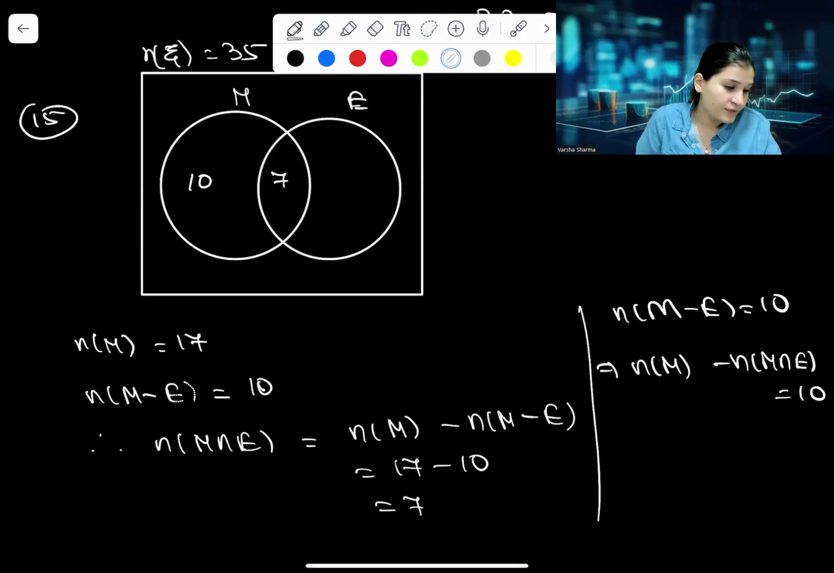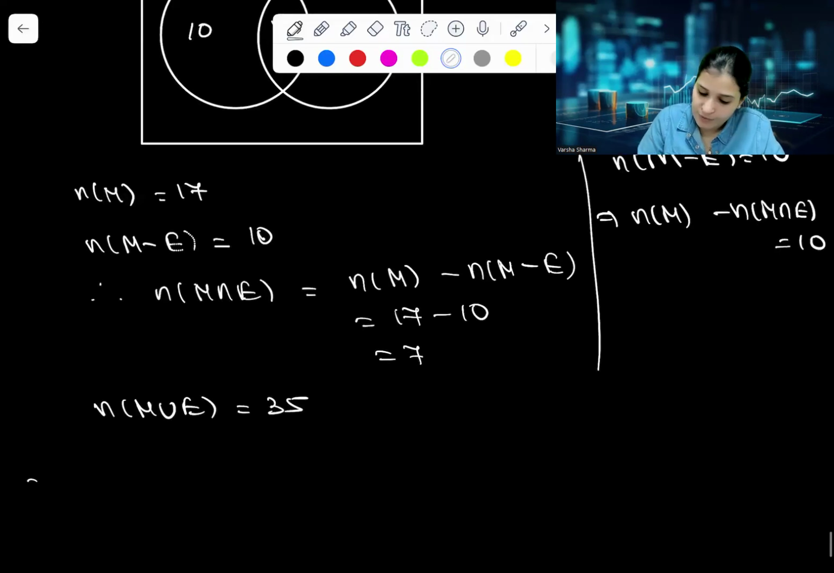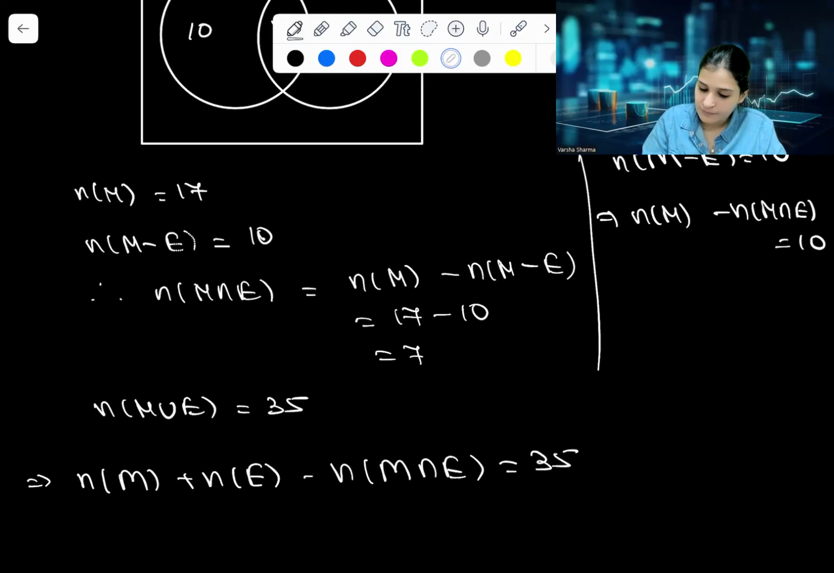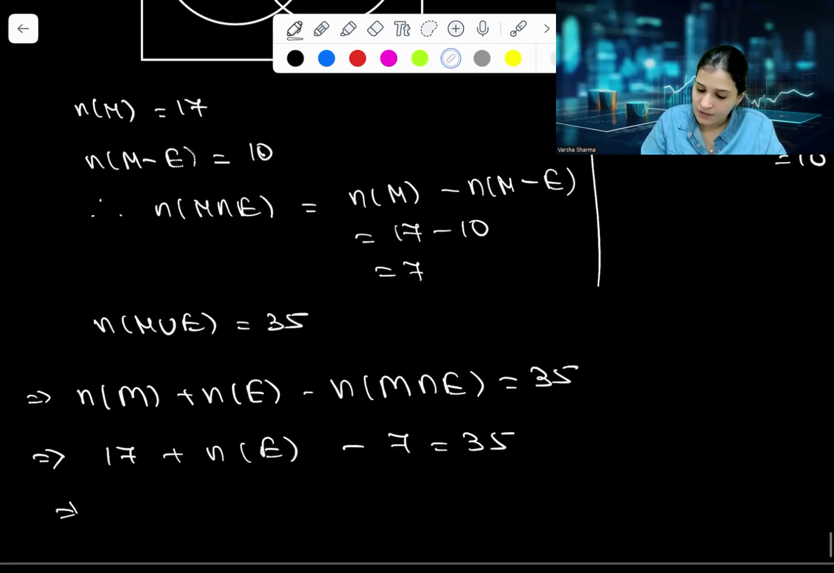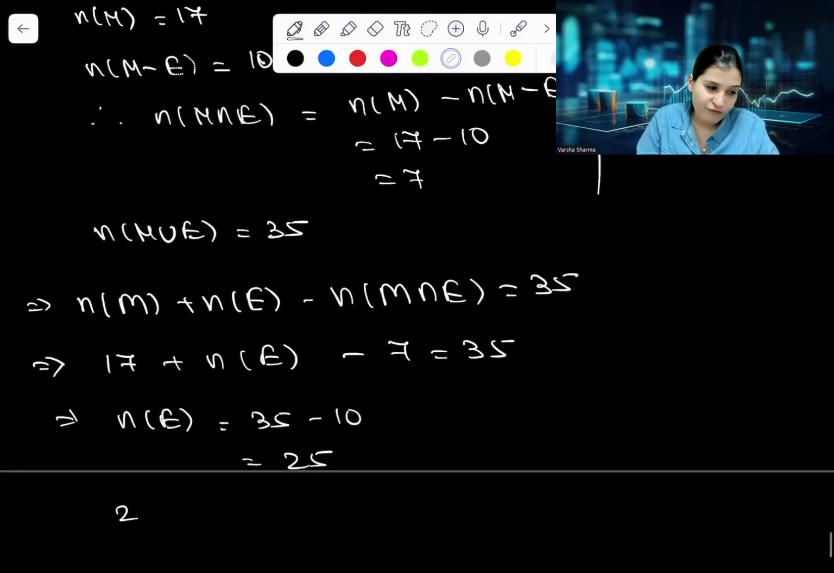Then each student has taken either of the two subjects. That means union is 35. All the 35 people have taken something or the other. Formula for union: M plus E minus intersection. M 17, E missing, intersection 7. So N of E is 35 minus 10, that is 25. So 25 students have taken economics.